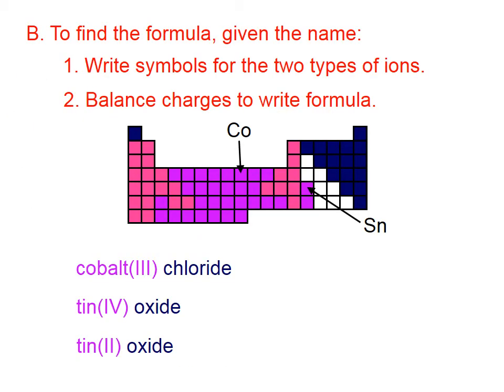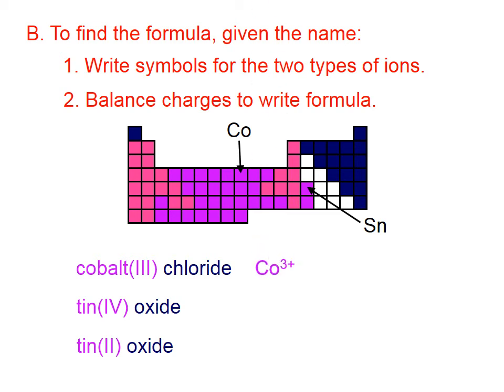To find the formula, given the name, we write the symbols for the two types of ions, and then we balance the charges. So in our examples at the bottom of this screen, we're using cobalt and tin. And you can see on the periodic table that cobalt and tin are both variable charge cations. So when we write out the name in English, we have to use a Roman numeral for any variable charge cation. What's the charge on cobalt 3?